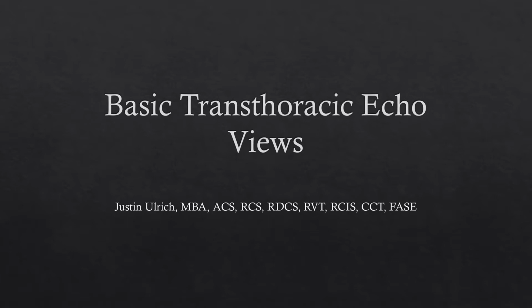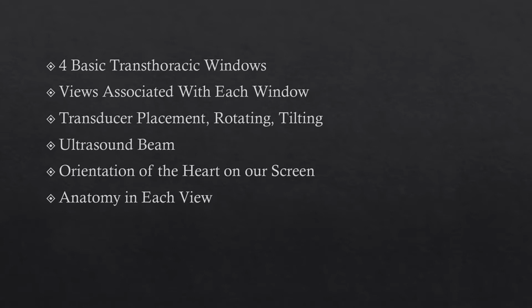Today we're going to be talking about the views associated with a basic full transthoracic echocardiogram. Now there are four windows that we use to obtain each of these views we're going to be talking about. We're also going to look into a little bit of how we place the transducer on the chest, how we rotate the transducer to obtain these views, how we tilt, how we slide, medial, lateral, those types of things. We're also going to look at the ultrasound beam and how it transects the heart, anatomically speaking.